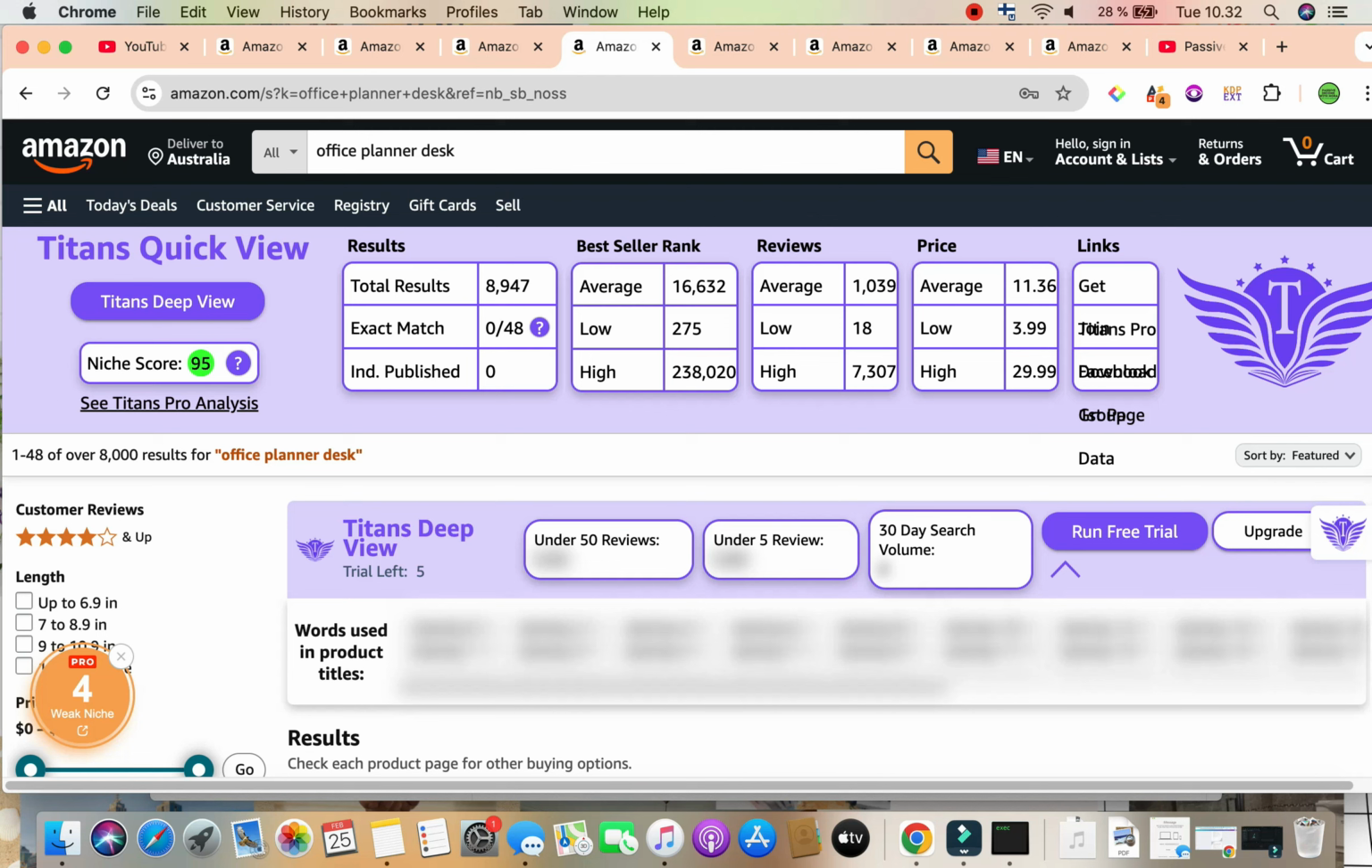Total results 8,947. Average bestseller rank below 100,000, sitting at 16,632. Average reviews are 1,039. Average price is $11.36. I'm going to ignore the number 4 given by Amazon Scout Chrome extension, because it does not match the data that we have right here. 95 beautifully correlates with this data, and they work together really nicely as well.